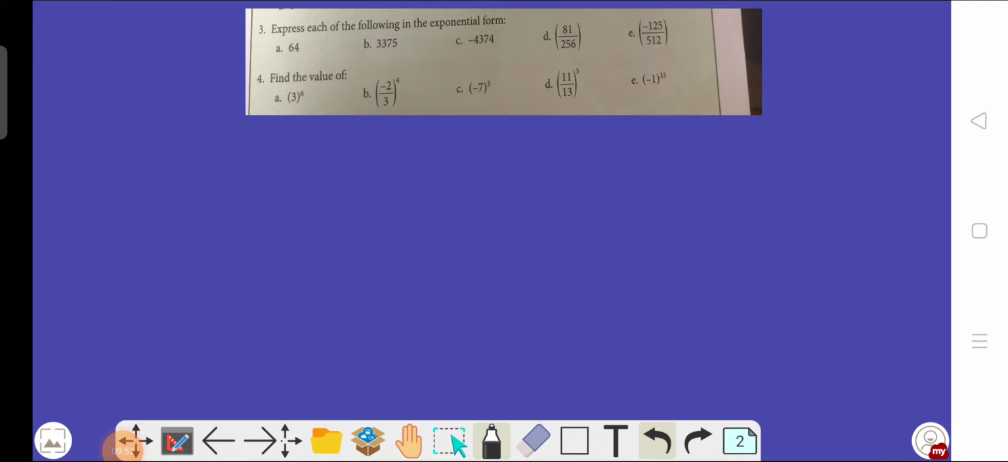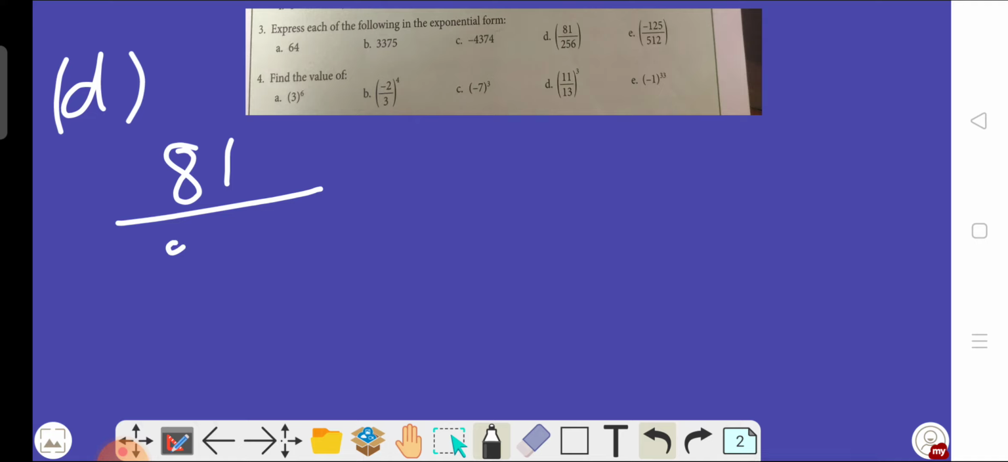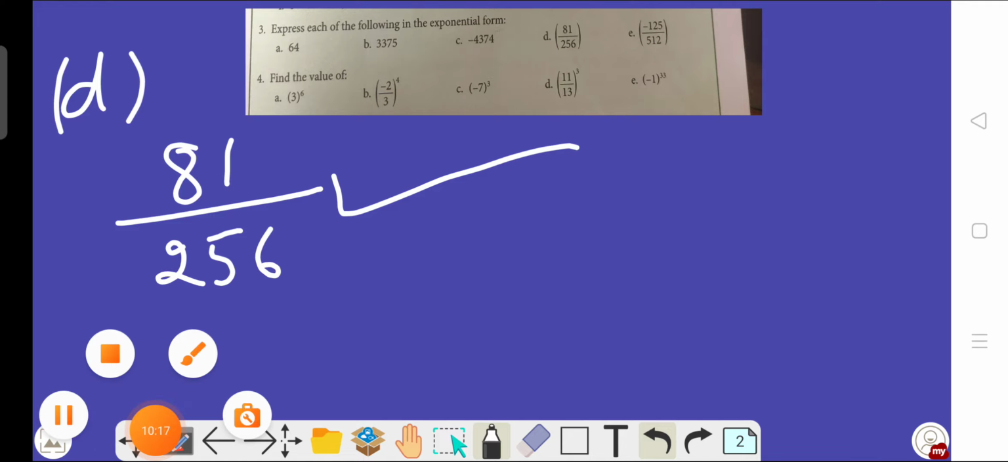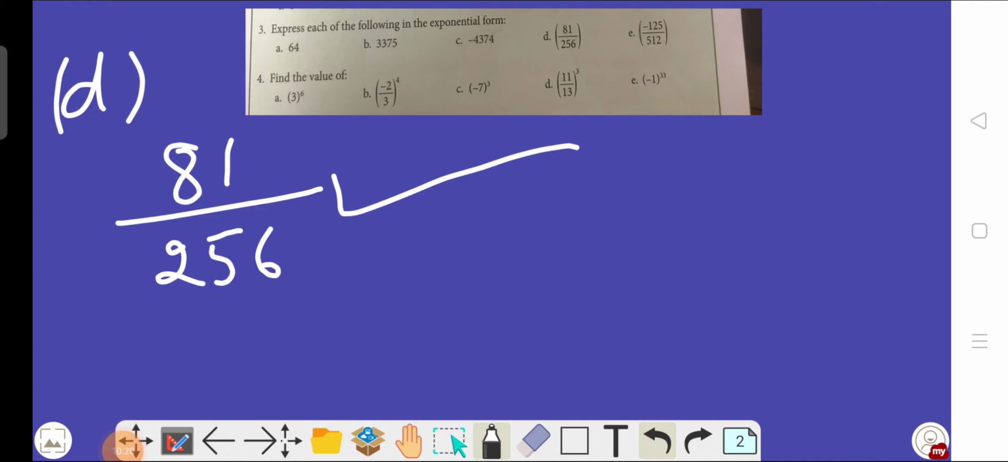The D part. In the D part, the number given is 81 by 256. This is a rational number. So to express the rational number in exponential form, firstly we factorize the numerator and then we factorize the denominator. After factorizing both numbers, we will express them in the exponential form.